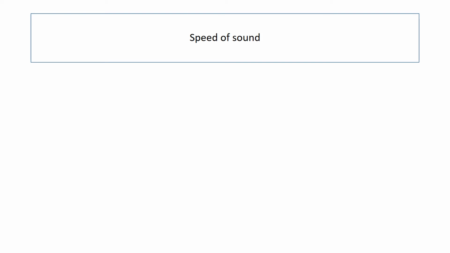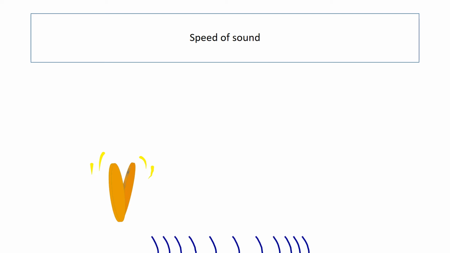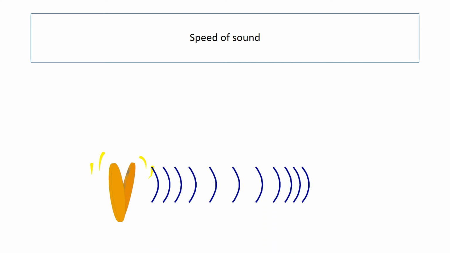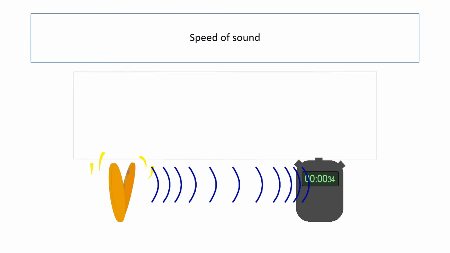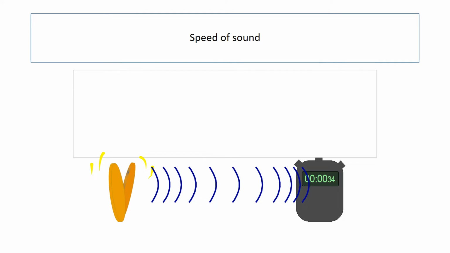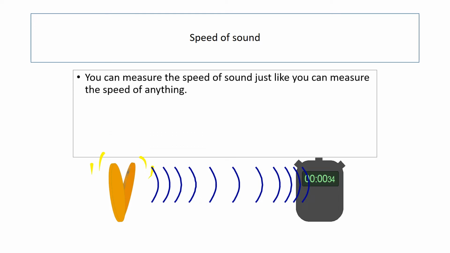So the speed of sound. When two things collide together, it creates sound moving. And we can measure the speed of sound. Now, sound is very, very fast. However, sound is slower than light. You can measure the speed of sound just like you can measure the speed of anything. You need to know the distance and you need to know the time taken for it to travel.